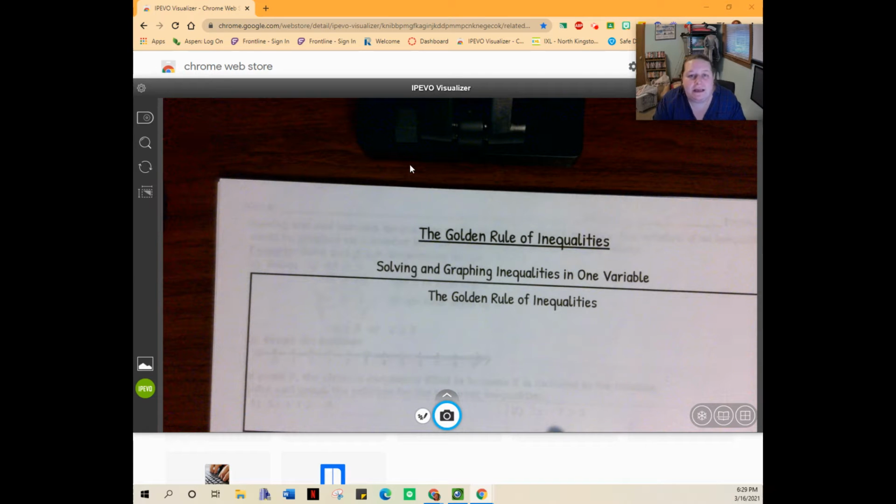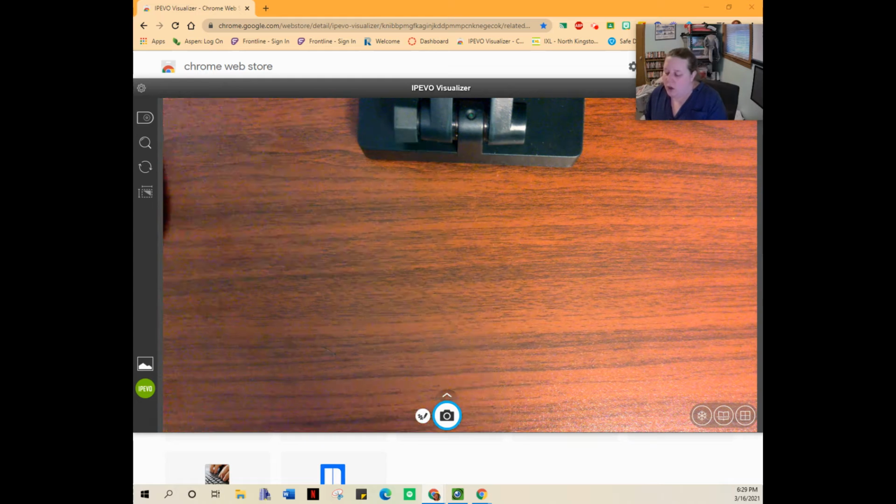Hi everyone, it's Mrs. Brimlow, and in this video we're going to talk about the golden rule of inequalities. Before we start graphing and solving them together, we need to go over what we call the golden rule. This is page 9 in your packet. If you could pull that up, it looks like this. So the golden rule of inequalities.